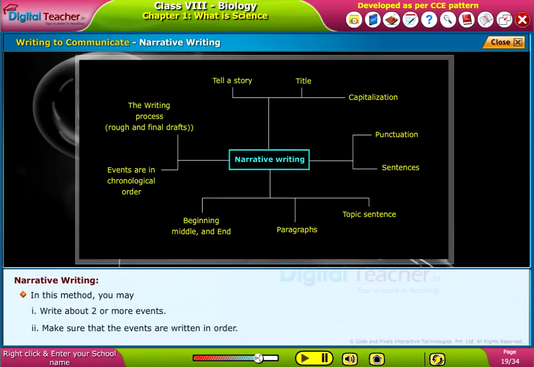Make sure that the events are written in order. Give details about what happened. Use words like beginning, middle, and in the end. Finish the story with a good ending.